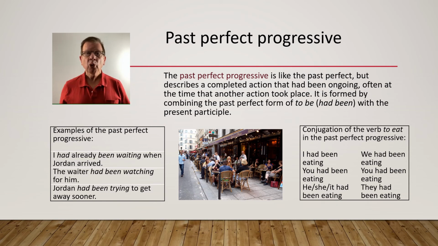I had already been waiting when Jordan arrived. The waiter had been watching for him. Jordan had been trying to get away sooner. And the conjugation of the verb to eat in the past perfect progressive: I had been eating, you had been eating, he, she, it had been eating, we had been eating, you had been eating, they had been eating.